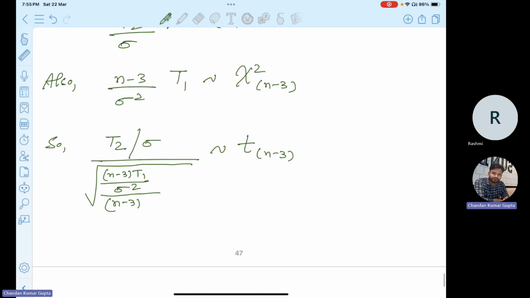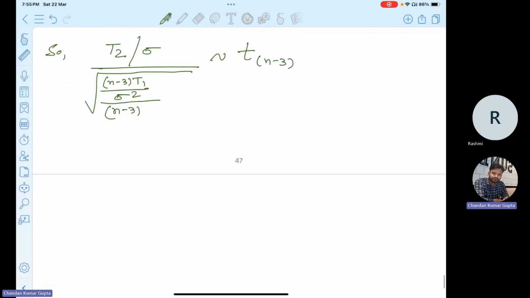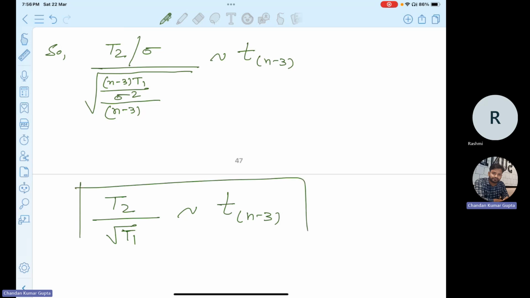Just simplifying this quantity, I'm not going to simplify step by step, after simplifying, sigma cancels out, n minus 3 cancels out. So it is actually T2 upon root of T1. This follows T distribution with n minus 3 degree of freedom. So this is our answer. The question is we need to find the distribution of T2 divided by under root of T1, and this follows the T distribution with the degree of freedom n minus 3.